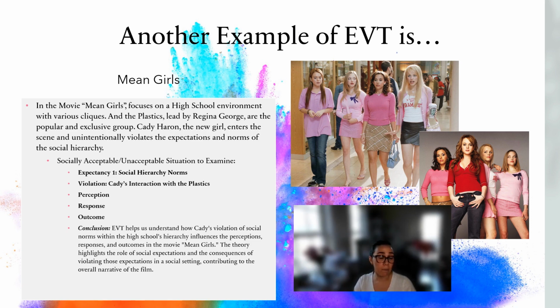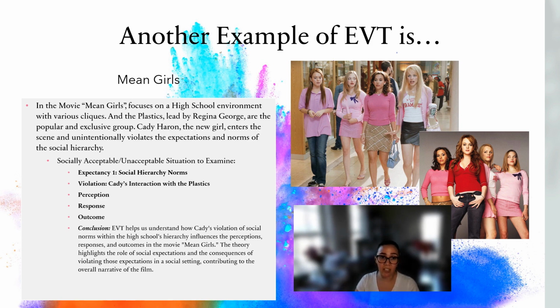So the outcome is, as the story progresses, Katie's violation of social expectations leads to conflict, manipulation, and reevaluation of the social dynamics within the high school and the groups and how everything is. The violation sets off a chain reaction, or a chain of events, that disrupt the social order and result in both positive and negative outcomes for the characters, all the main characters involved.